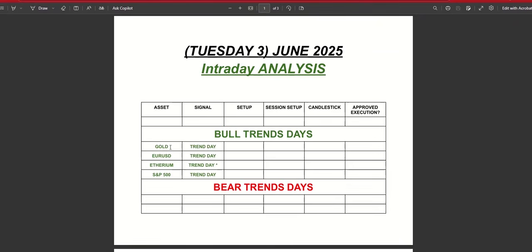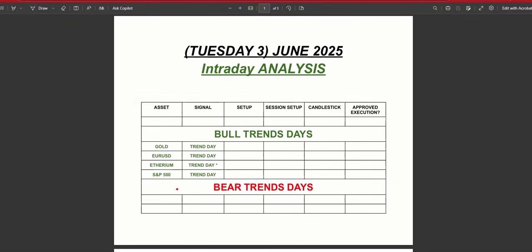Usually what I do, I'll put different stars here. You can see I put this star here. I use different stars. If gold gives me a very beautiful trend day, which is not overextended, I will put 3 stars. If something gives me a trend day but it's not that good, I'll put 1 star on it. So it helps me when I come the following day. And this will help you a lot.